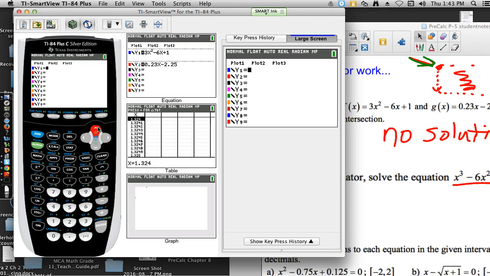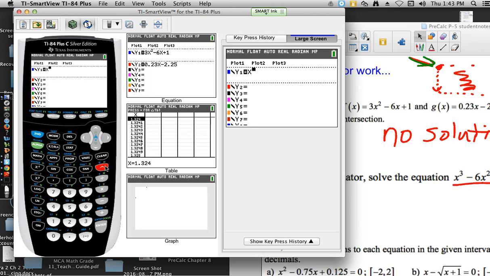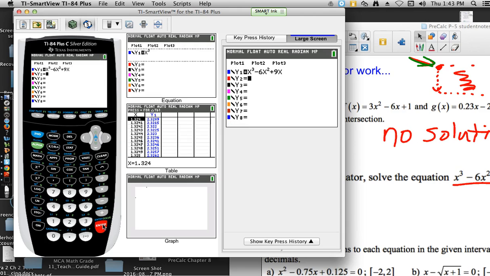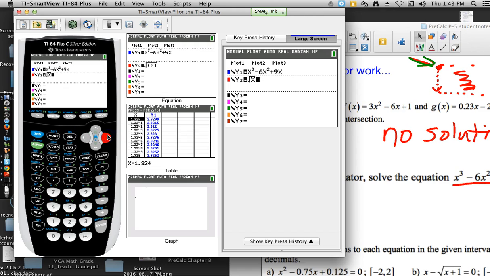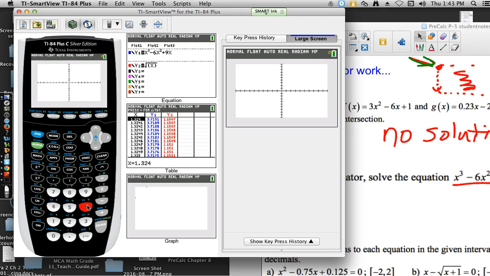And we will do x cubed. And then we had minus 6x squared. And a plus 9x on the left-hand side. And on the right-hand side, we need the square root of x. Oops, I'm used to my older calculator here, so I'll delete that out and pop that out. All right, now I'm going to go back to Zoom 6 for a second.